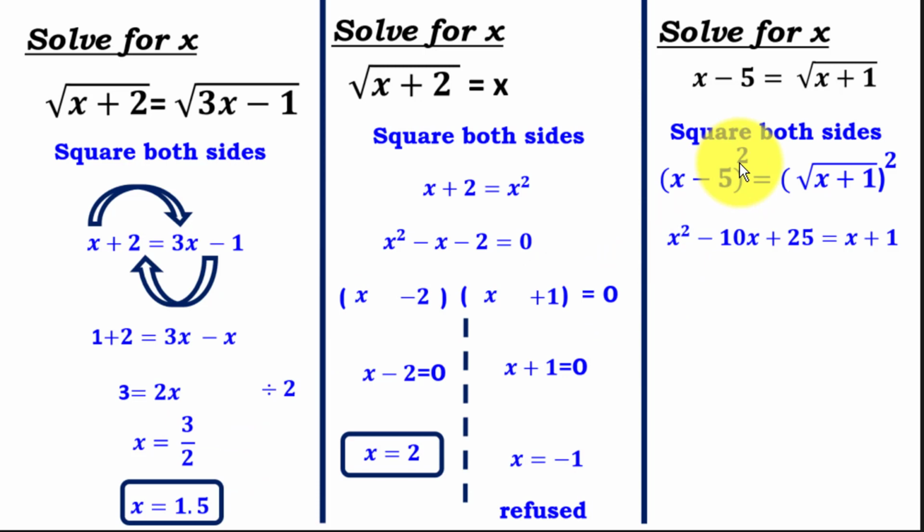Pay attention here. How can we simplify this bracket or this expression? Just we will square the first term. Square of x, it will be x squared. How can we find the middle? 2 times the first times the second, it will be 2 times x times negative 5, it will be negative 10x, plus the square of the second, it will be 25, equals x plus 1.